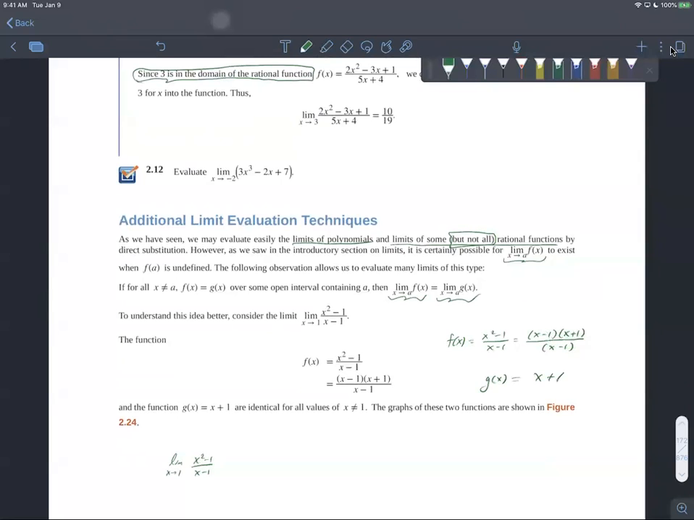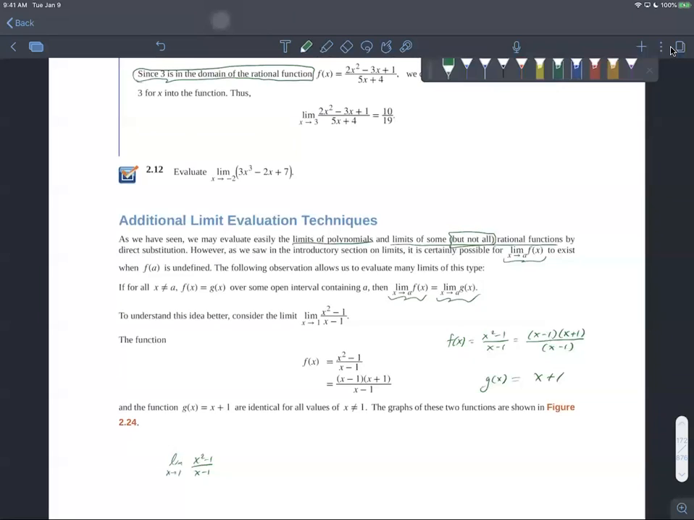The reason I'm calling it g of x and not f of x anymore is because if you look at this function, is g of x undefined anywhere? The answer is no. g of x is defined everywhere. Its domain is all real numbers because it is a polynomial. But f of x is undefined at x equals positive 1. So f of x and g of x cannot be the same function, because one is undefined somewhere and the other is undefined nowhere. It's always defined.